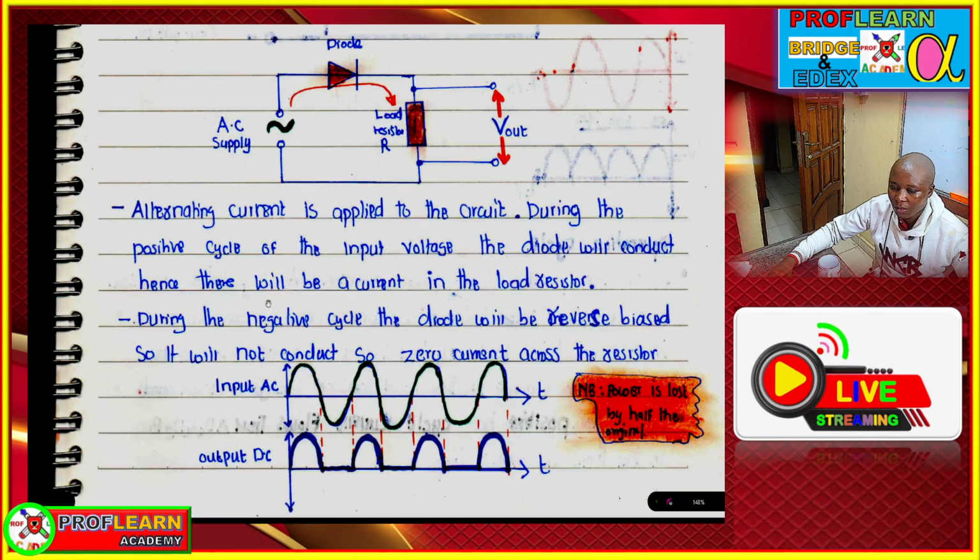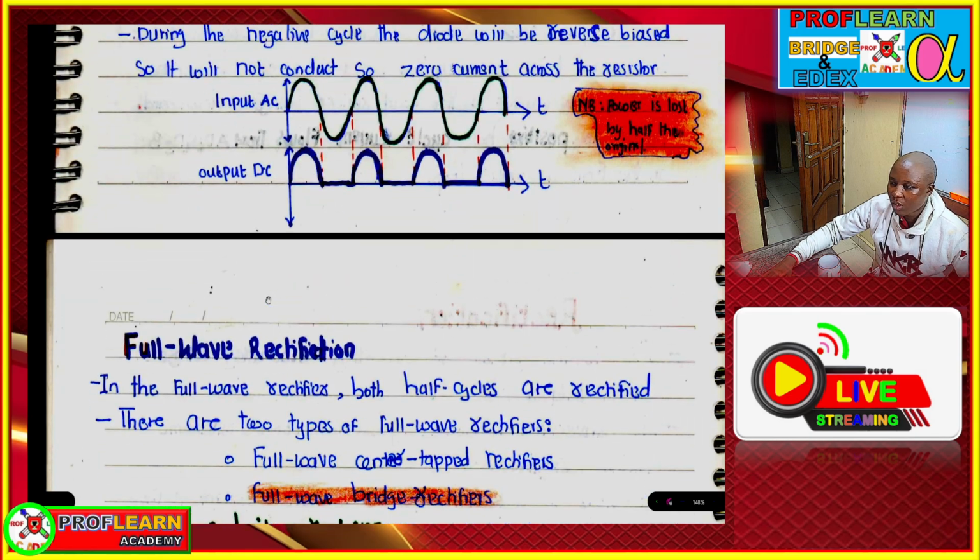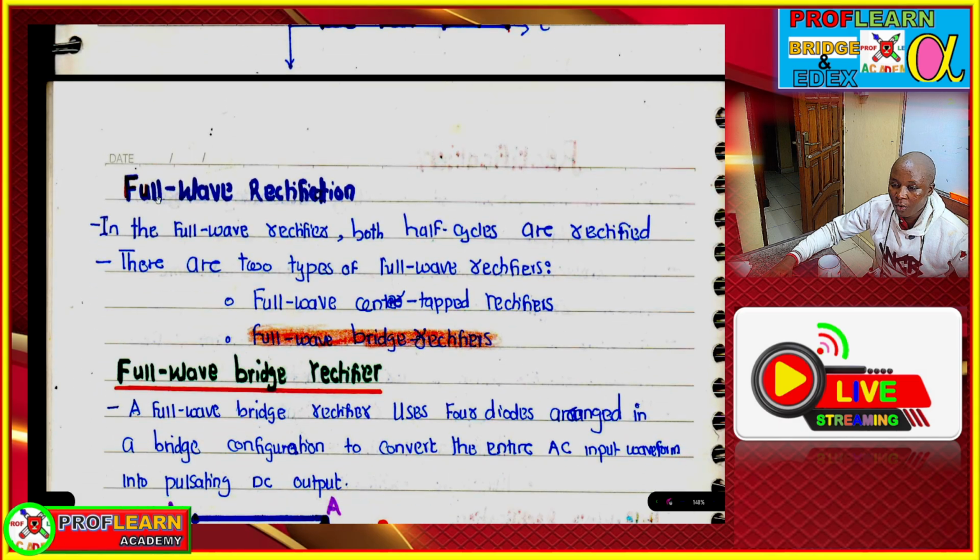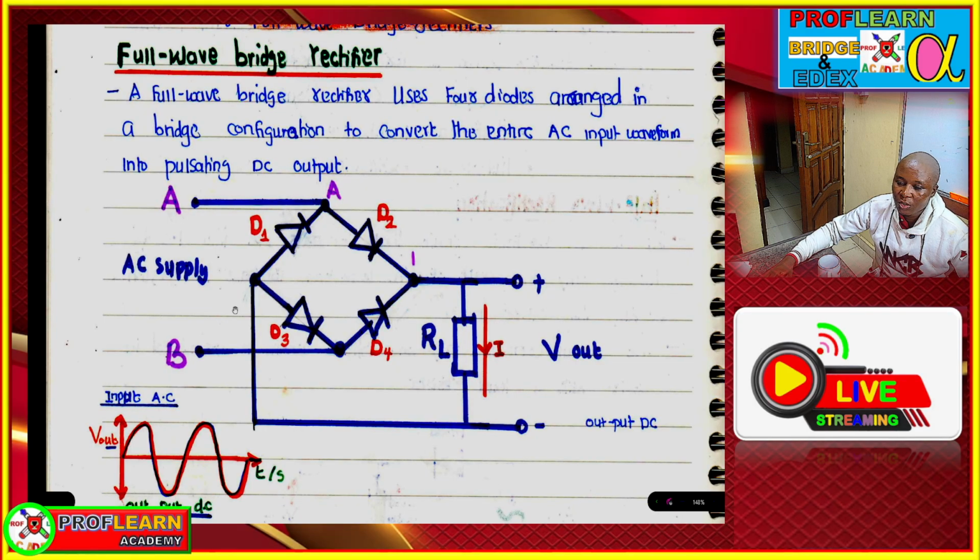So then now we are going to talk about full wave rectification. Full wave rectification is going to use 4 diodes, which are indicated at this point.